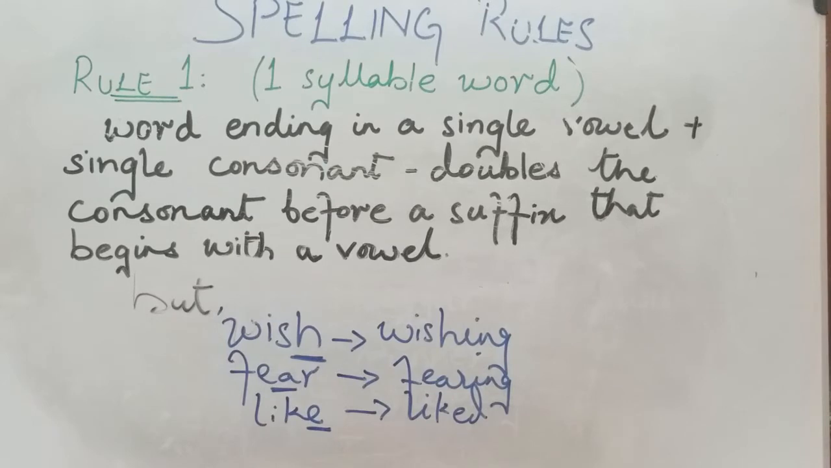Now you have come to know about rule number 1, that says whenever you have a single vowel plus a single consonant at the end of the word, it will double the consonant before a suffix that begins with a vowel, right? Let's move on to rule number 2, and see what it has to say.